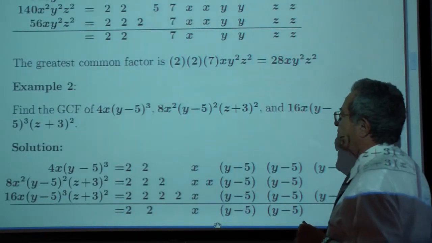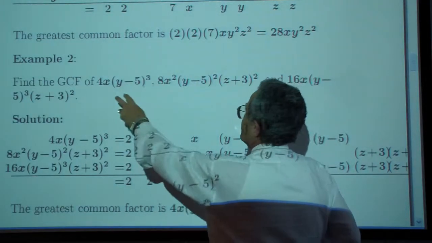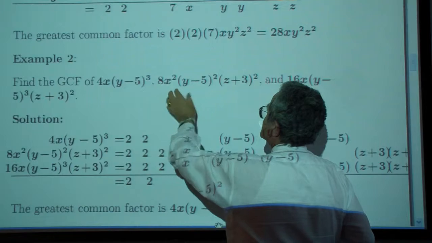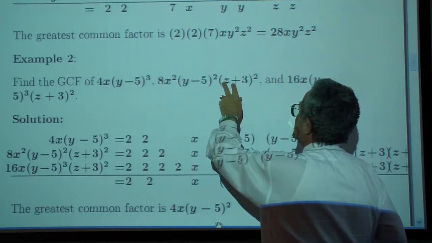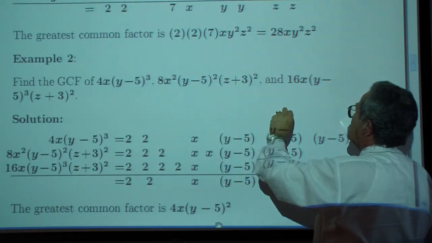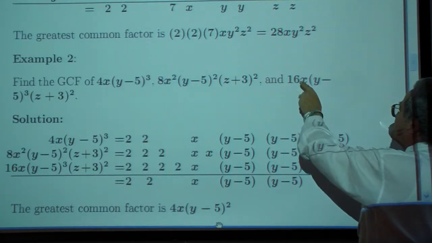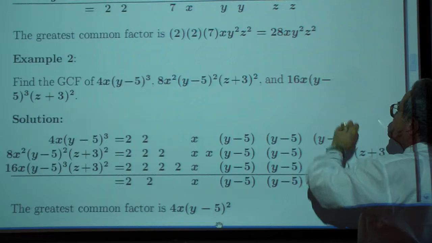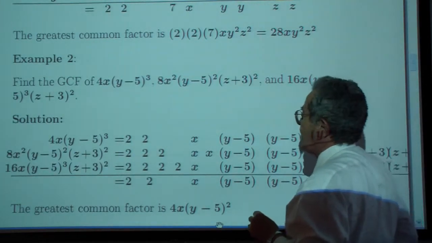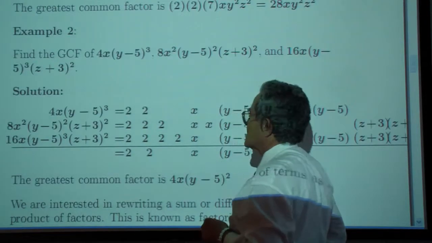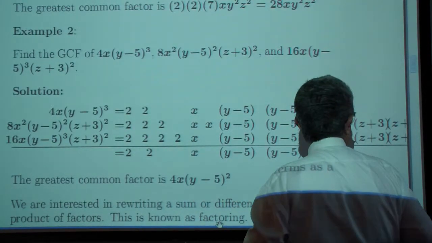Find the greatest common factor of 4x times a quantity cubed, 8x squared, the same quantity squared, z plus 3 quantity squared, and 16x times a quantity y minus 5 squared, cubed, and the second quantity squared. Do a prime factorization.